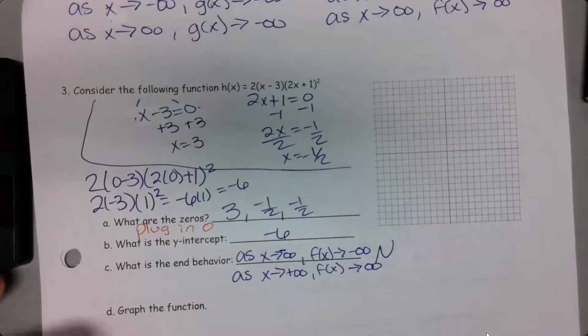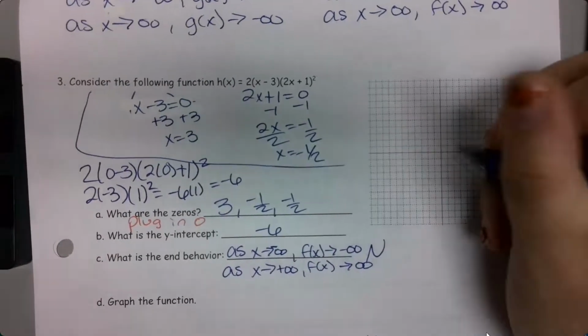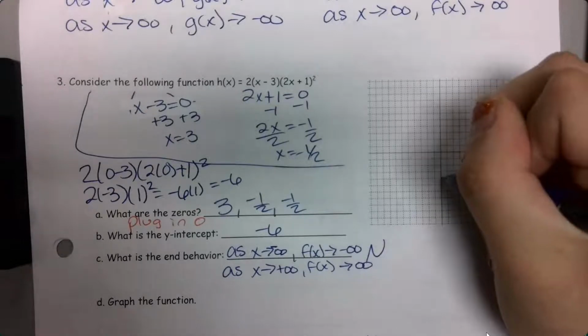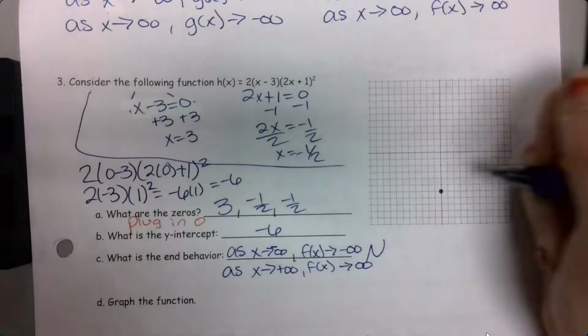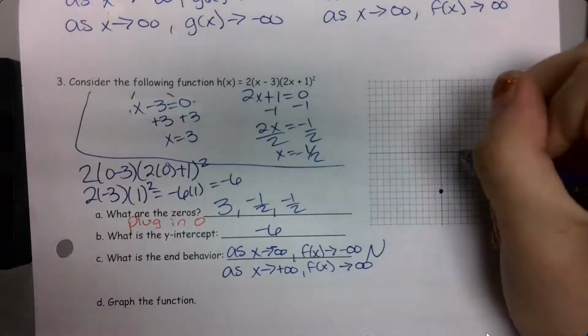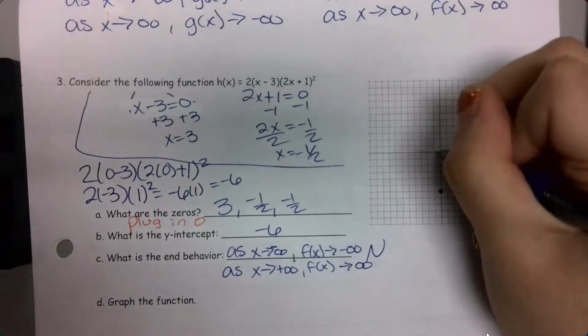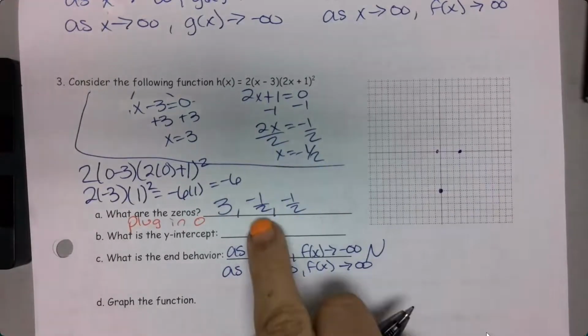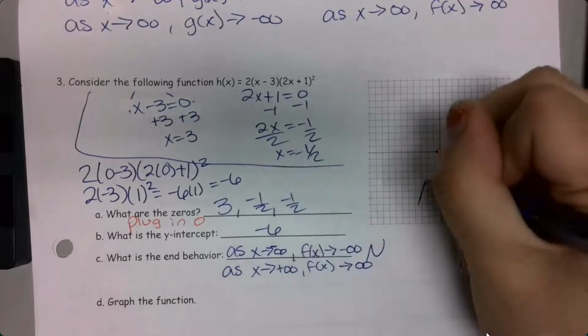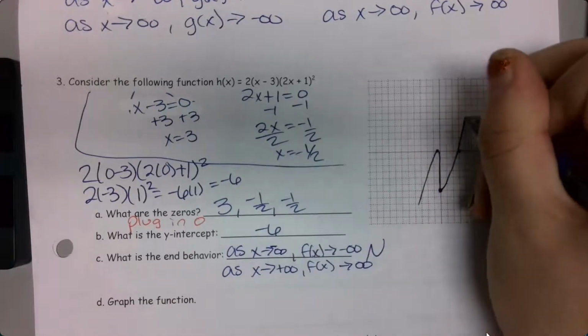So I want to go ahead and graph this out. My y-intercept is at negative 6. And then I want to put my zeros on the graph. So I have 1 at 3, and then I have 2 at negative 1/2. This means it bounces. So I'm going to go like that, and then the 3 just goes straight through.